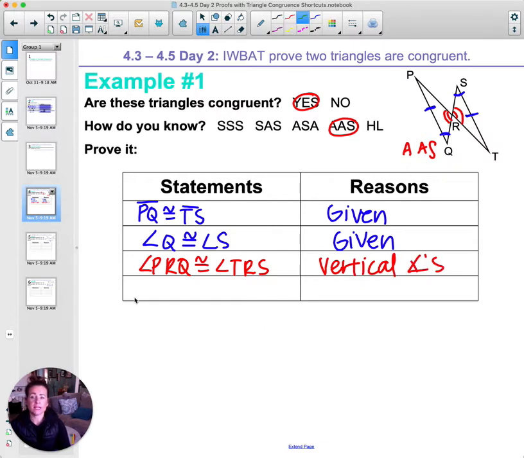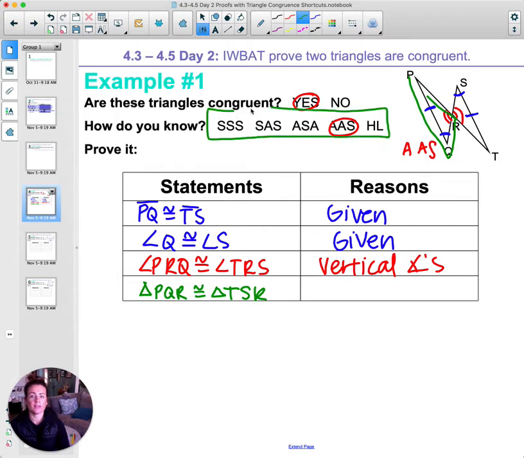Then your final statement is to prove what you were doing. You were proving the triangles were congruent. So now we'll write the first one, triangle PQR. I like to write them in alphabetical order. It is congruent to what? So triangle PQR is congruent to, so P goes with T, Q is with S, R, so triangle TSR. And then how do you know which one of these it was? We said we know because of angle, angle, side.